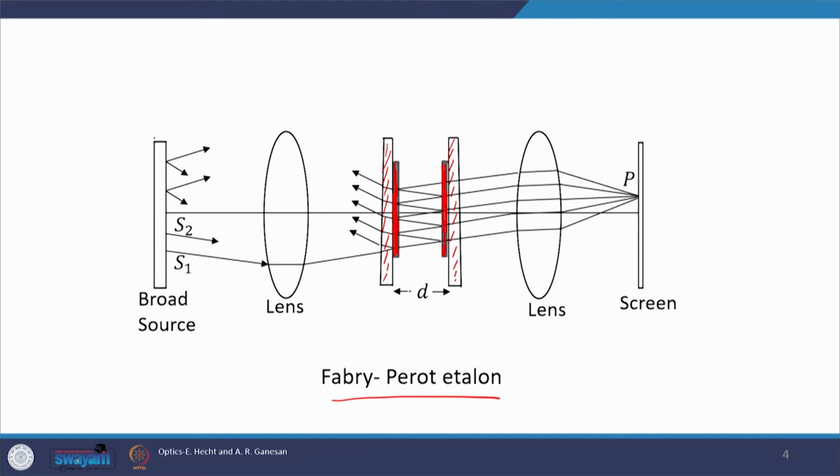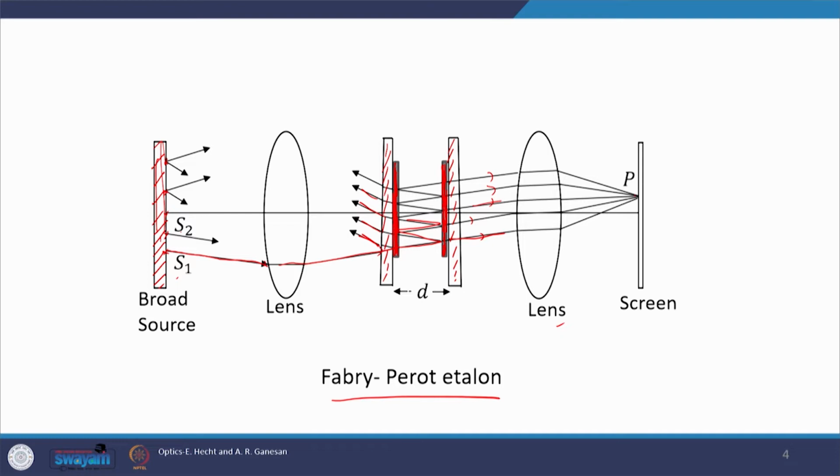Where does the light come from? The light comes from a very broad source, which is represented here with this shaded rectangle. Since this is a broad source, we have multiple point sources. Say there are two point sources, S1 and S2. The ray from S1 falls on the Fabry-Perot interferometer, and then it suffers multiple reflections and transmissions. Within the film the rays are internally reflected, and here we get the transmitted light. This transmitted light is collected through a lens and falls on the screen, where it overlaps and generates an interference pattern.